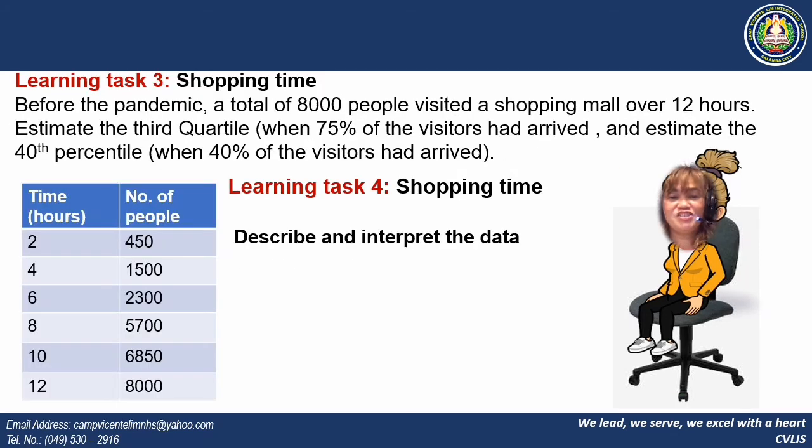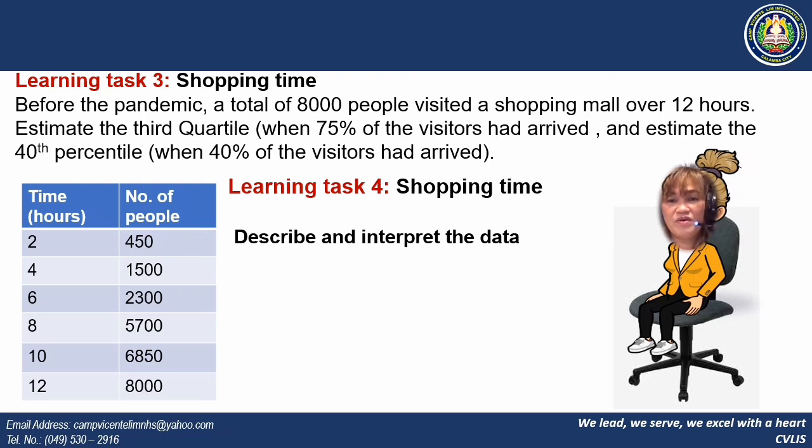It's shopping time for learning task number 3. Before the pandemic, a total of 8,000 people visited a shopping mall over 12 hours. Estimate the third quartile when 75% of the visitors had arrived. And estimate the 40th percentile when 40% of the visitors had arrived. Using the information reflected in the table, you will be able to answer all the questions provided in learning task number 3.